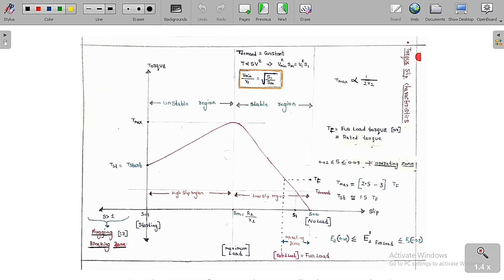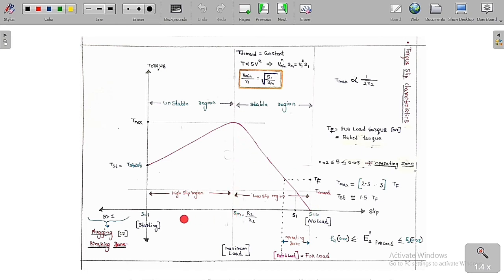Finally, we are going to study the torque slip characteristics in a very detailed manner. You can see clearly this is the torque and this is the slip. This is S equal to 0 and this is S equal to 1. So this is Sm, the slip at maximum torque, equal to R2 by x2. This is called the low slip region. In the low slip region, I have already told you, whenever S increases, the torque increases. So torque is directly proportional to S.